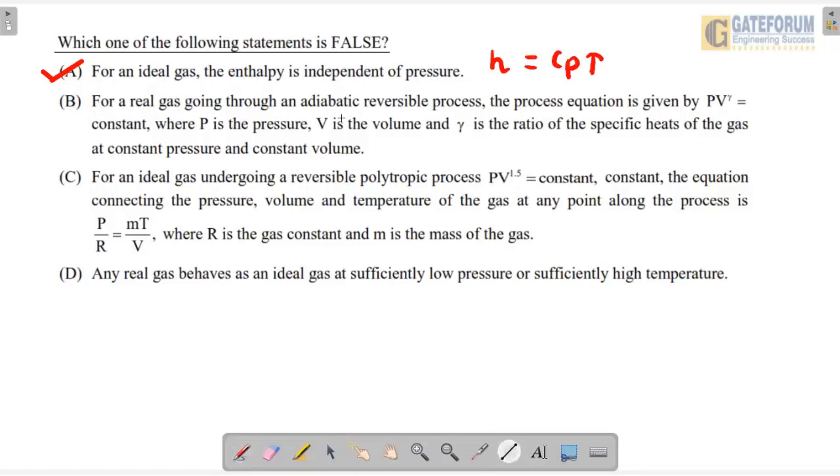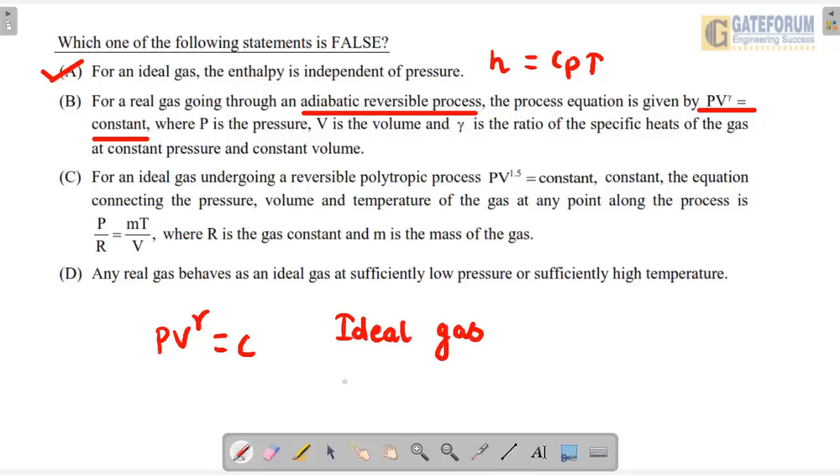Next: for a real gas going through an adiabatic reversible process, the process equation is given as PV to the power gamma constant. P is the pressure, gamma is the ratio of specific heats. So guys, PV to the power gamma constant is valid only for an ideal gas going through a reversible adiabatic process. Remember that.